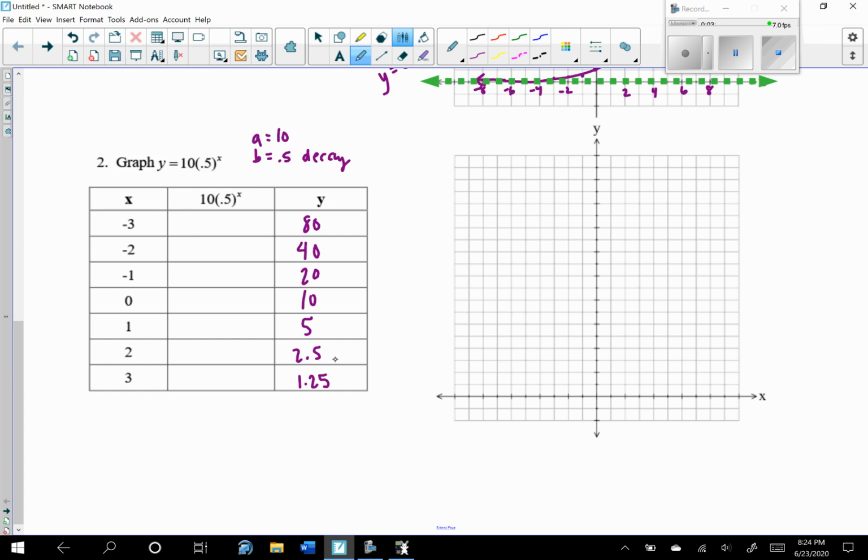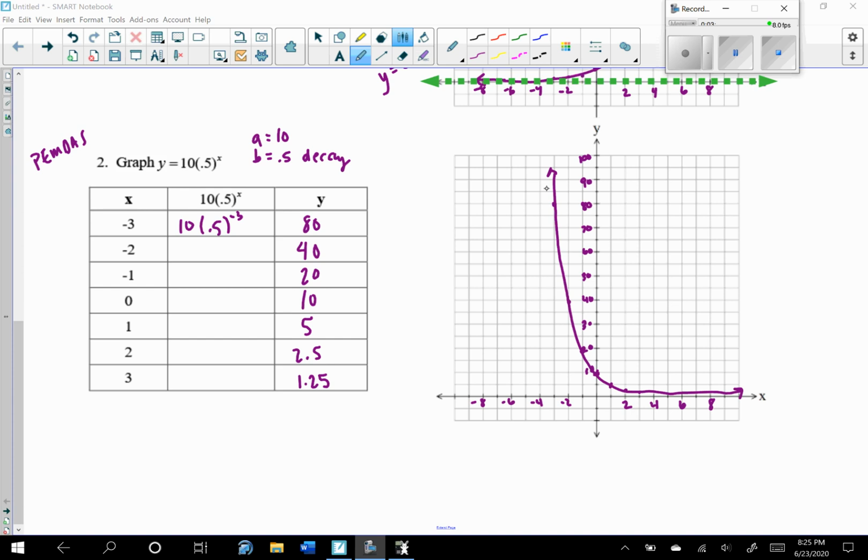Be careful how you plug these into your calculator. A lot of times I see students try to do 10 times 0.5 and then to the x power. You cannot do that because remember you have to use PEMDAS. So you have to do 10 times 0.5 to the -3 power using those parentheses. So go ahead and plot these points.